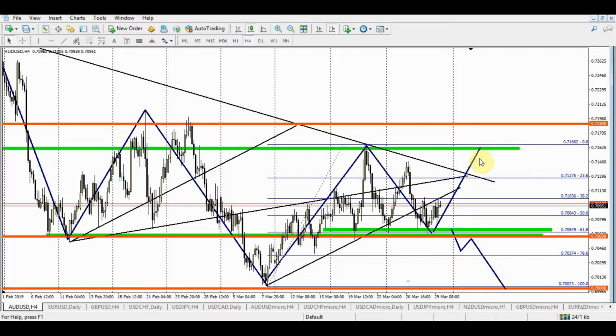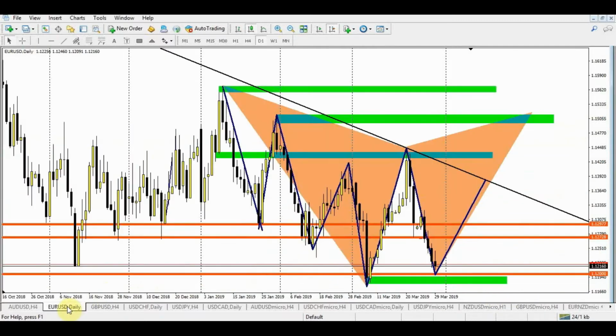If I'm looking for a sell trade, I'll be looking for it after it passes the 7600 level to the downside. Alright, so let me move on to Euro USD.